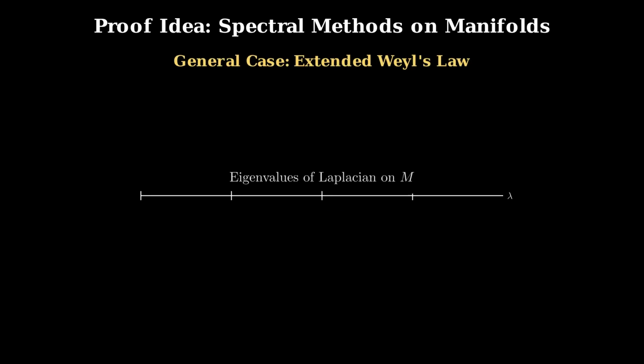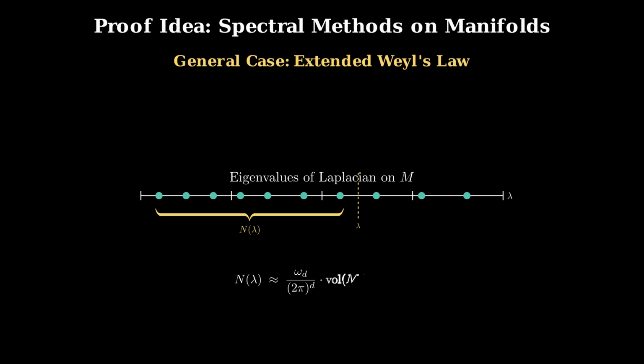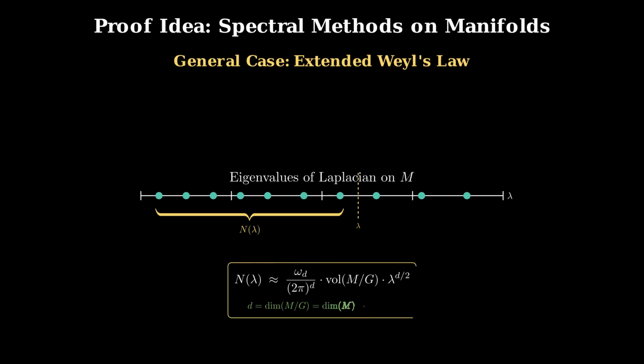For general manifolds, we generalize this via the extended Weyl law. On a compact manifold M, the Laplace-Beltrami operator has discrete eigenvalues. The counting function n of lambda counts eigenvalues up to lambda. Weyl's law for G-invariant eigenfunctions, extended by Bruning, Heinz, and Donnelly, states n of lambda is approximately omega d over 2 pi to the d, times vol of M mod G, times lambda to the d over 2. Here d equals dim of M mod G, and omega d is the volume of the unit d-ball.